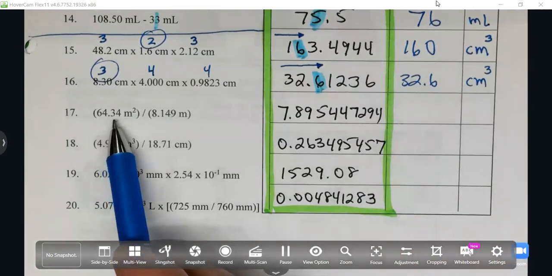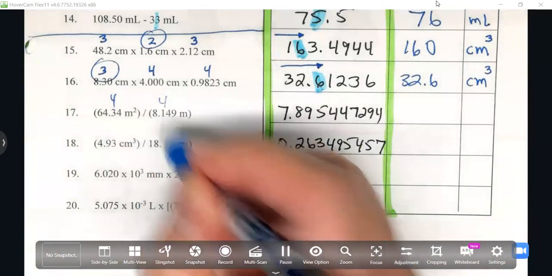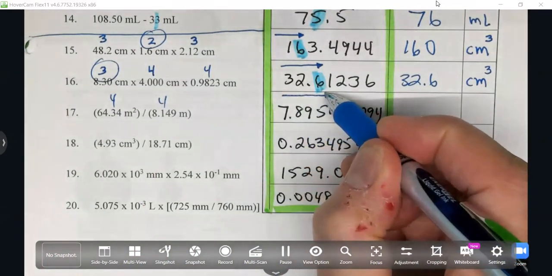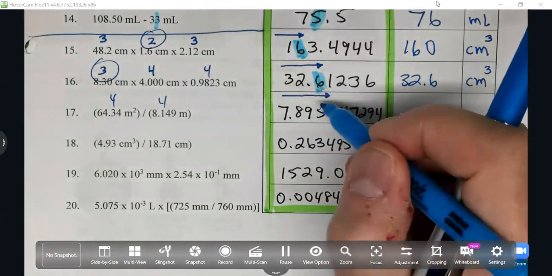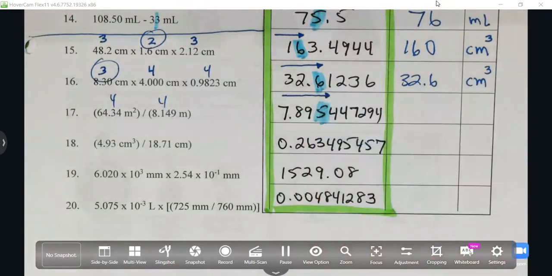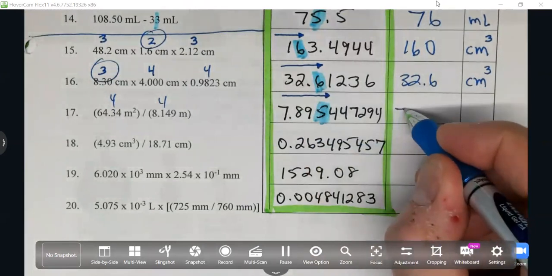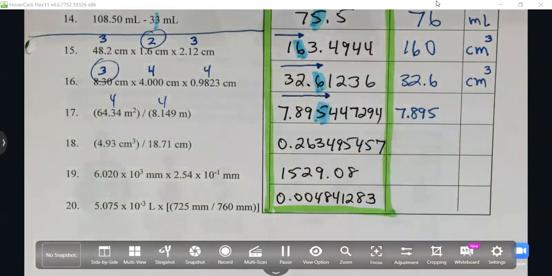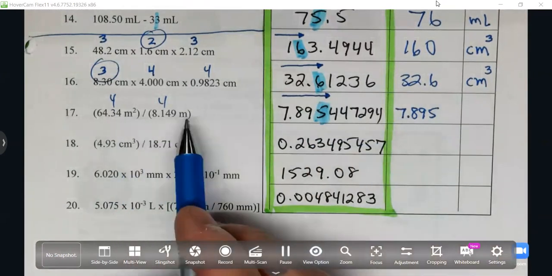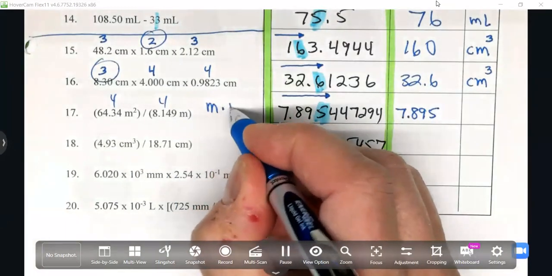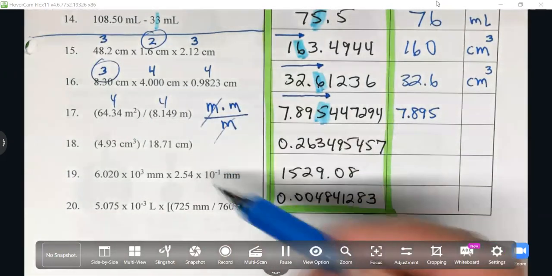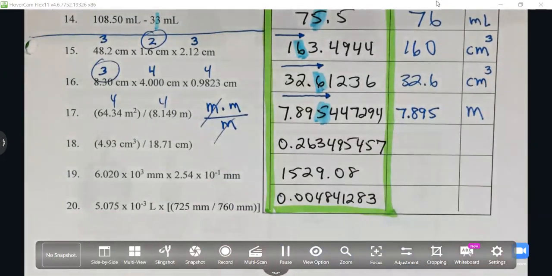The division here, 4 and 4, huh? So if we round this to 4, .895 meters squared divided by meters. Meters times meters, meters squared divided by meters for a unit. Still going to leave us with meters.